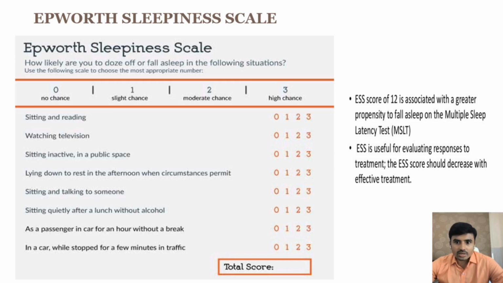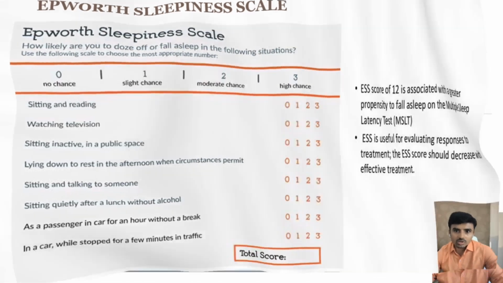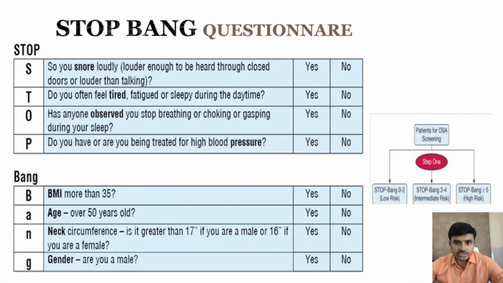Epworth Sleepiness Scale score of 12 is associated with greater propensity to fall asleep on multiple sleep latency tests. This Epworth Sleepiness Scale is useful for evaluating responses to treatment. So with treatment, this score should decrease. Likewise, STOP-Bang questionnaire.